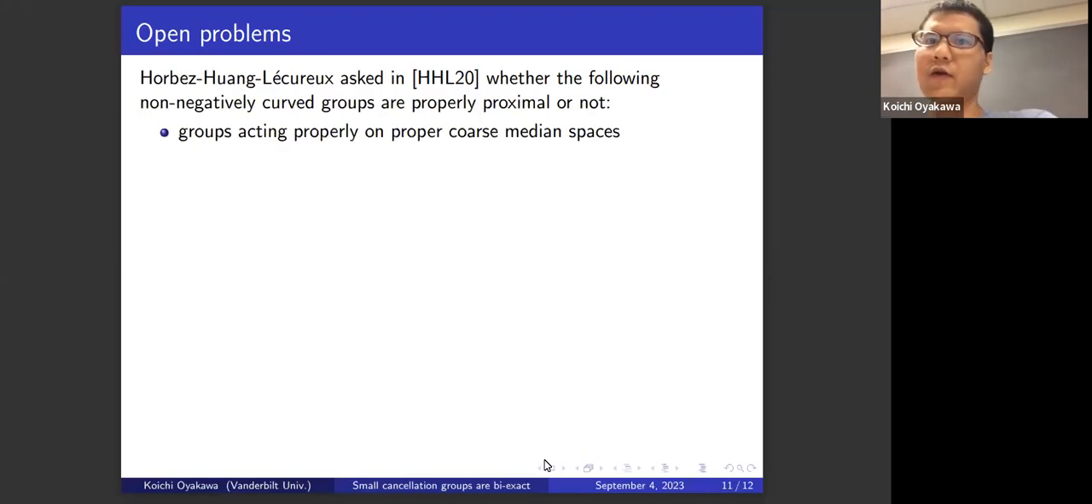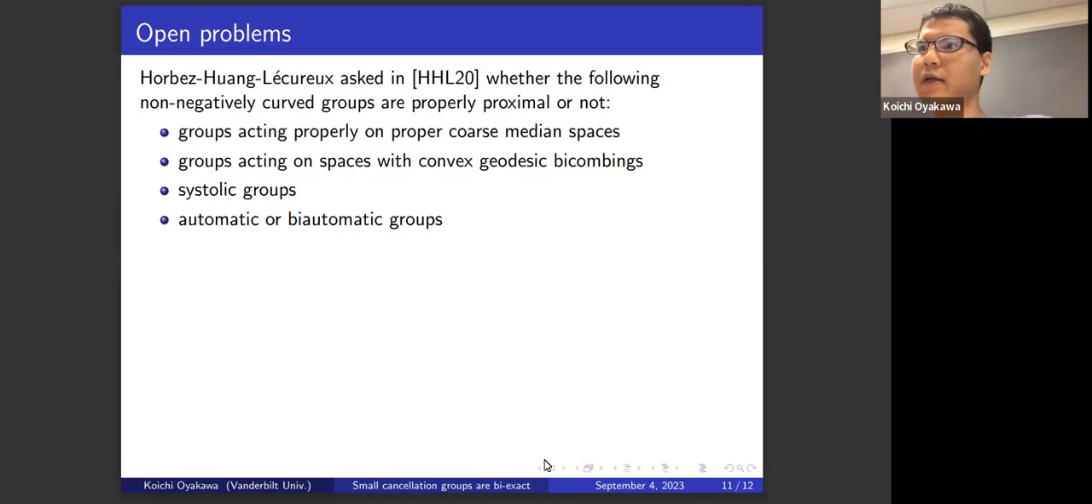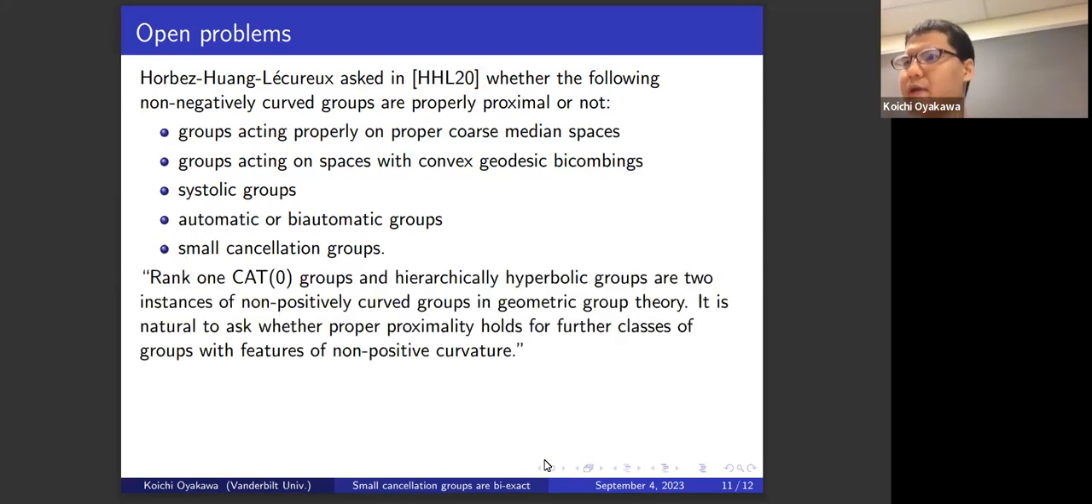The first one is groups acting properly on proper coarse median spaces. Secondly, groups acting on spaces with convex geodesic bicombing. These are a kind of generalization of groups acting on CAT(0) spaces. And thirdly, systolic groups, and automatic or biautomatic groups. And finally, small cancellation groups. They wrote this in their paper.